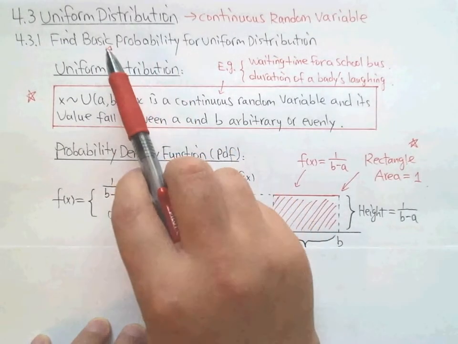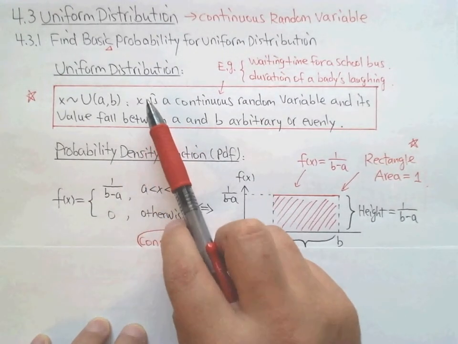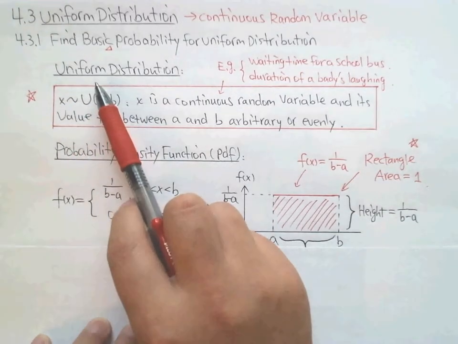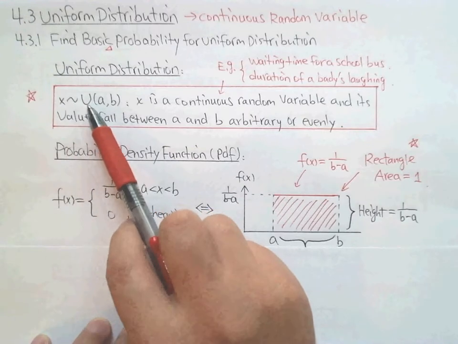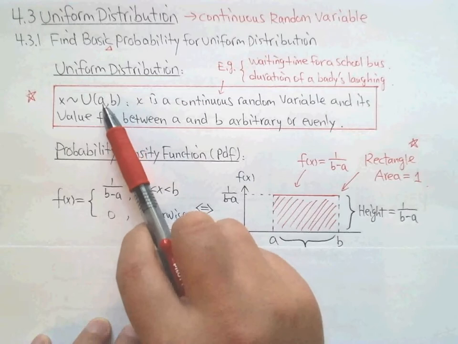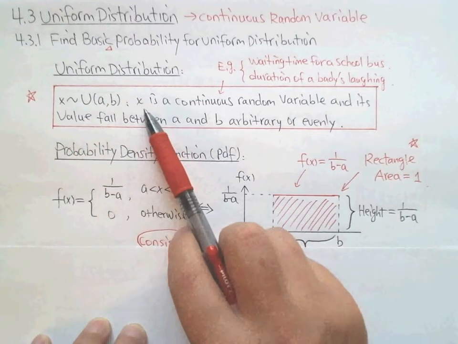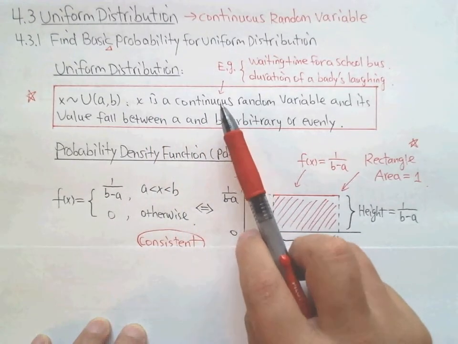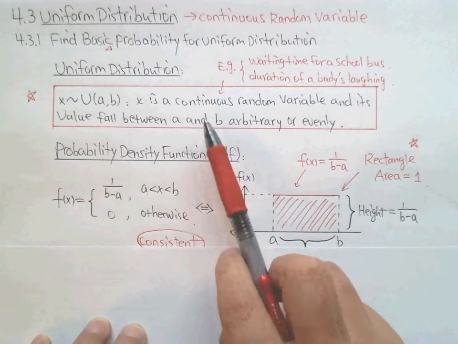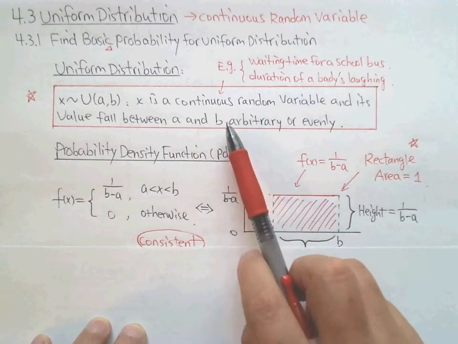And what is the definition for a uniform distribution? The notation is this. X is the random variable. We say X follows a uniform distribution, U, over the interval A to B. What does this mean? Random variable X is continuous first. I mean, X could pick all the numbers between A and B, arbitrarily or evenly. What does evenly mean? Later we will show this figure so you will understand.